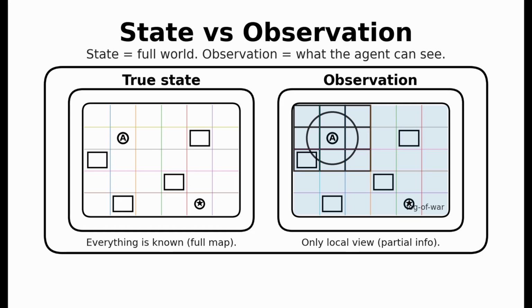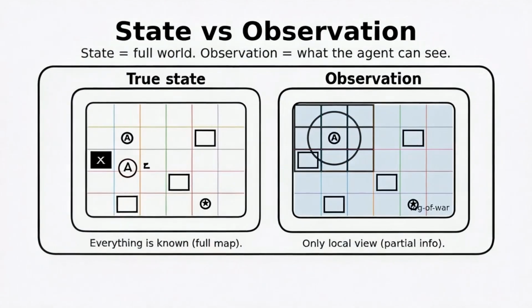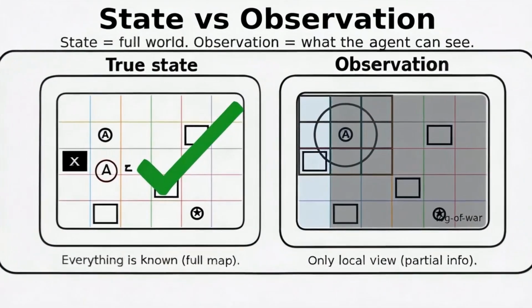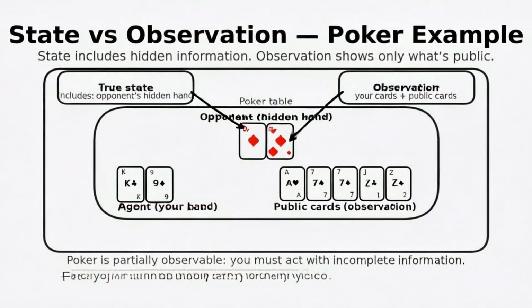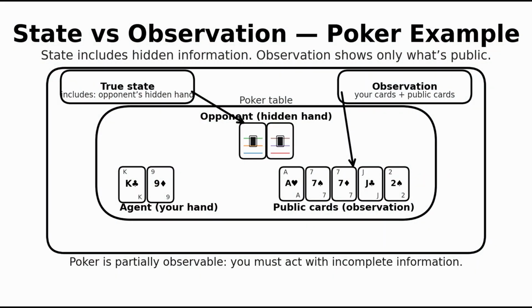It gets an observation, a partial view. A self-driving car doesn't see the true state. It gets sensor readings. A poker agent doesn't see the opponent's cards. A recommendation system doesn't know your entire mental state. It just sees clicks and watch time. So, state equals the full internal situation of the environment. Observation equals what the agent actually gets to see.